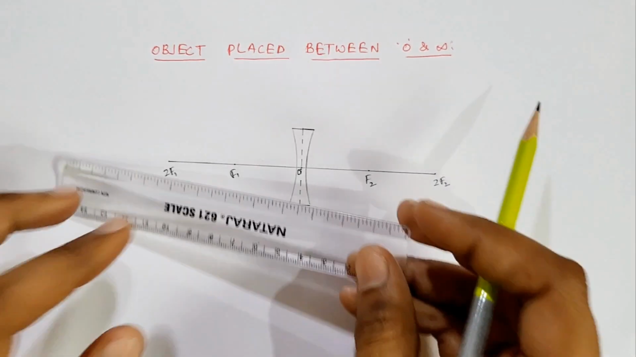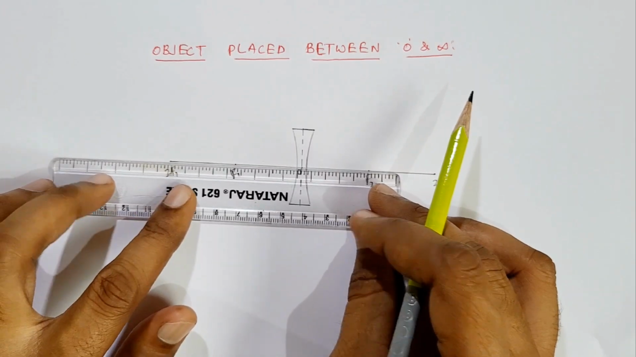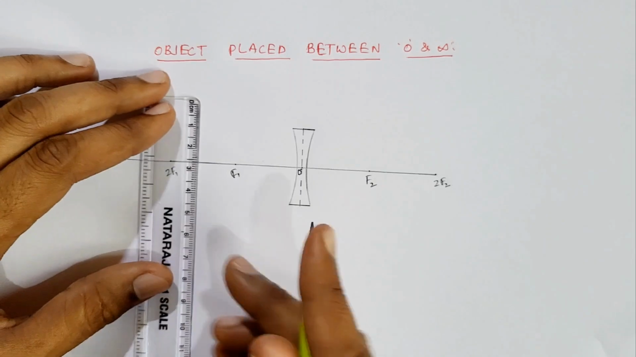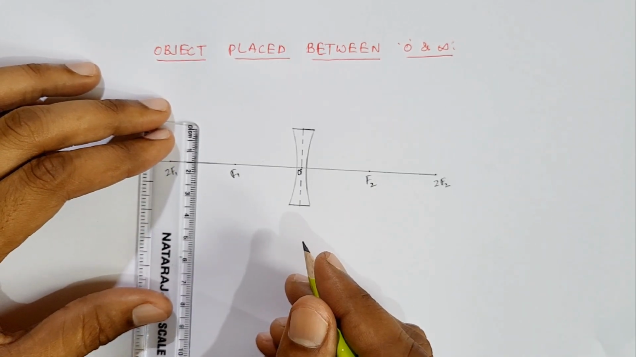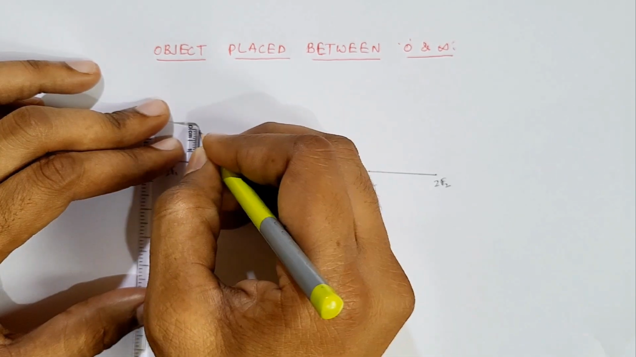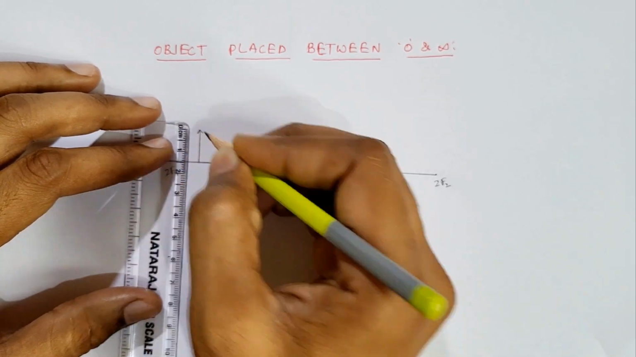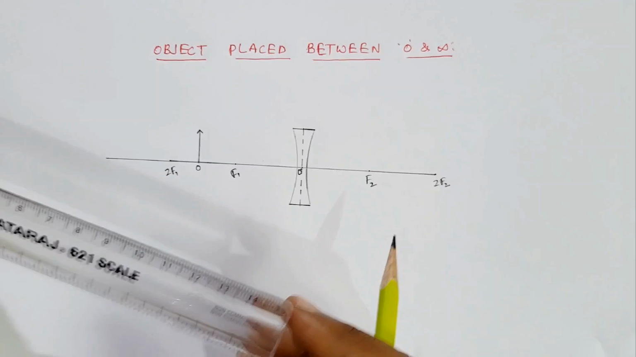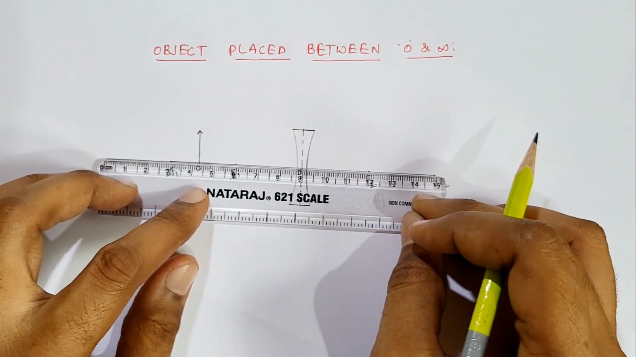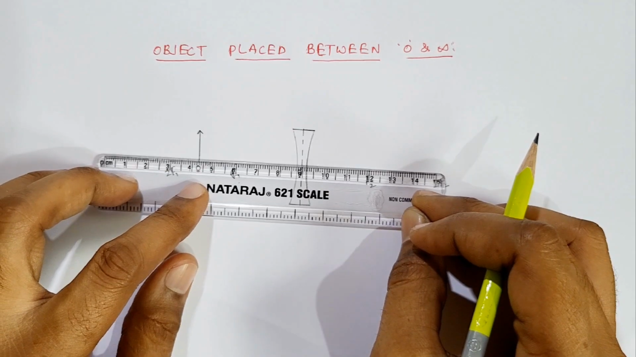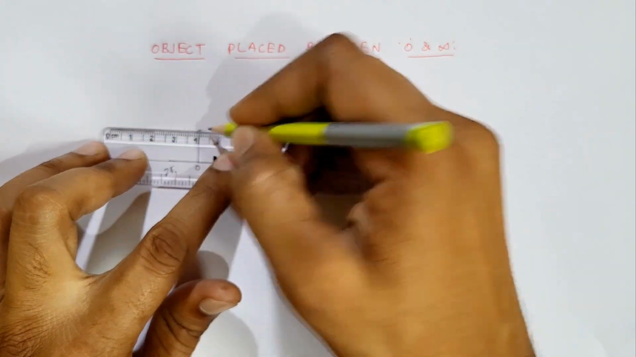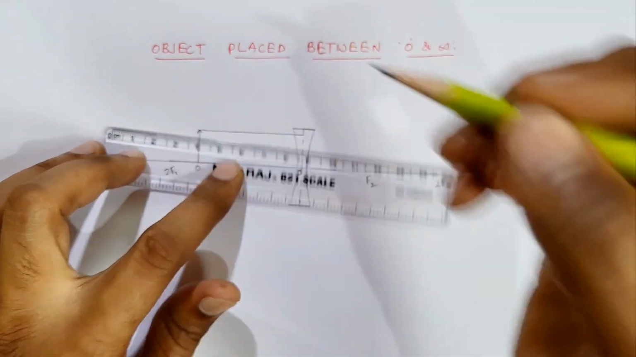That's why I will place the object. Where shall we place? We can place anywhere. I will place the object here, and I will take the object height as 1.5 centimeters. Why am I mentioning object height now? Because we have to measure image height also. This is the object. And now let us take one light ray from the object parallel to the principal axis.